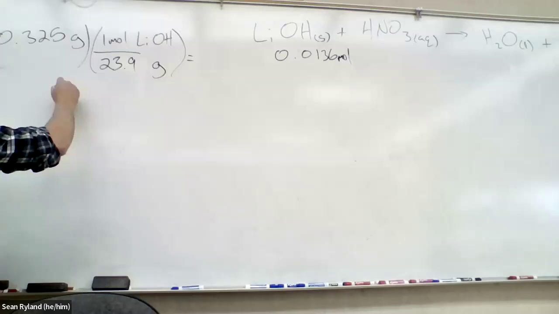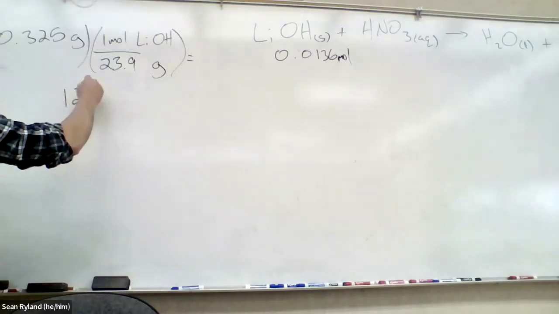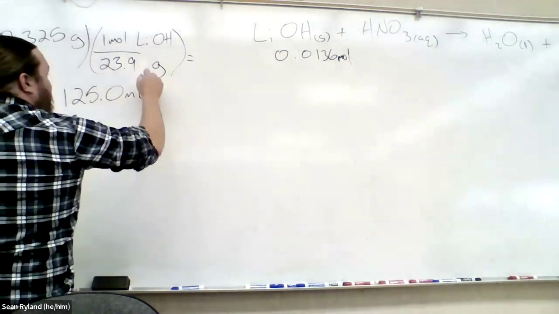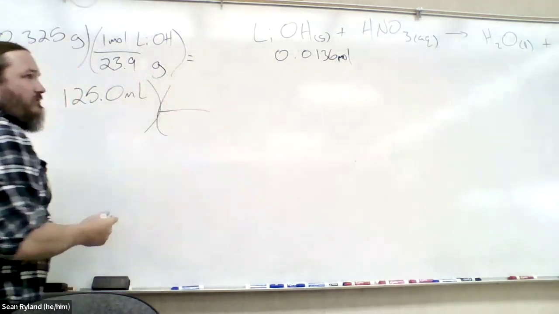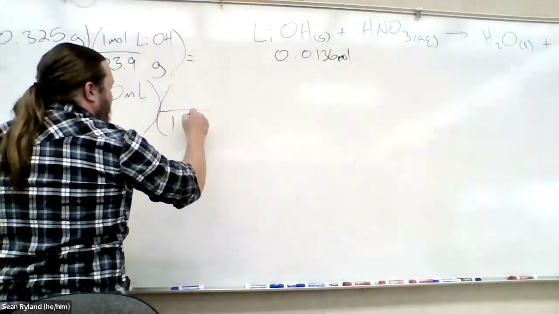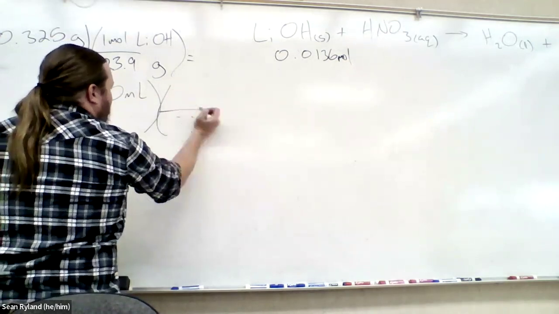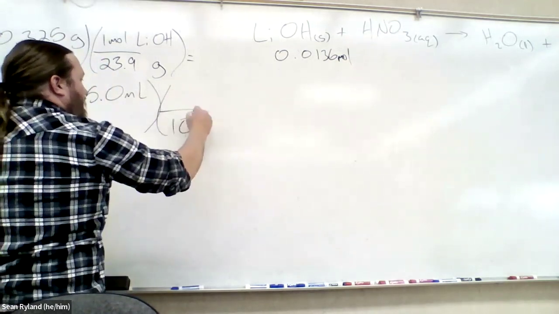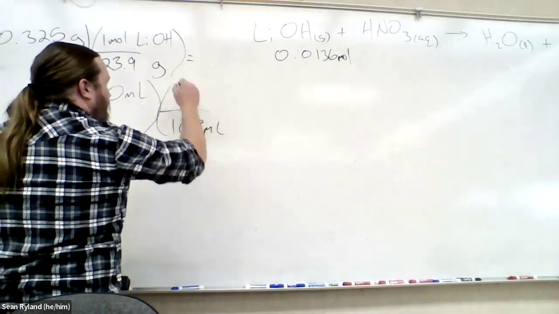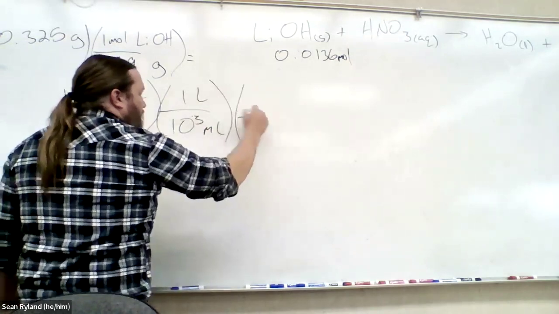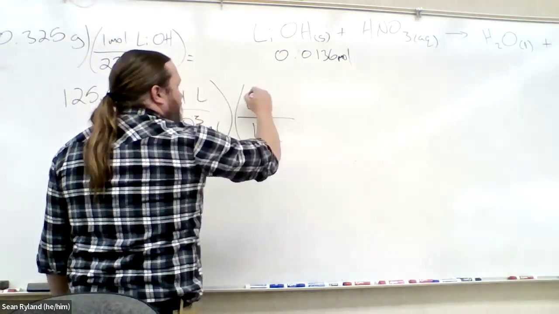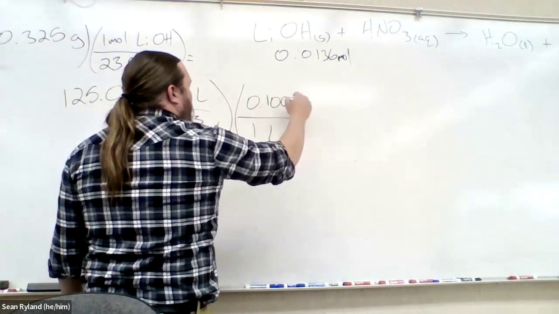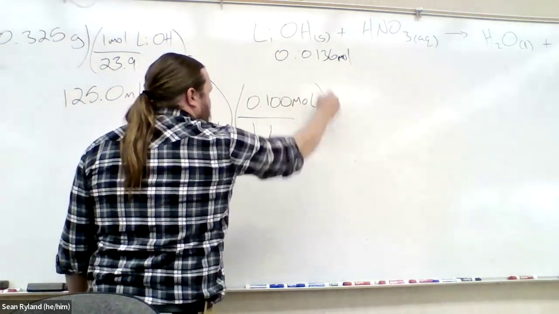The nitric acid, 125.0 milliliters. And for every 1 liter, we've got to get to liters first, right? 10 to the 3 milliliters is 1 liter. 1 liter, 0.100 moles.